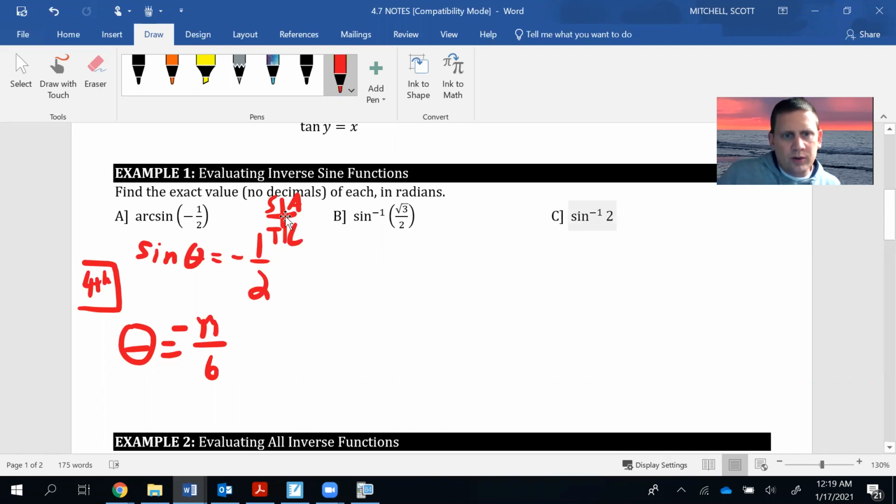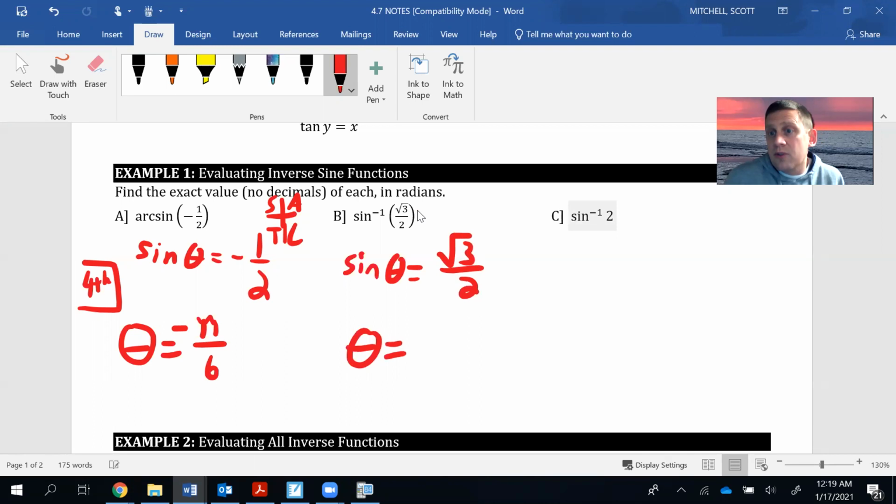It's down in the fourth quadrant at an angle of pi over 6, so it's just negative pi over 6. Okay, so now let's do the same type of thing. Where does the sine of theta equal the square root of 3 over 2? What does theta have to equal?